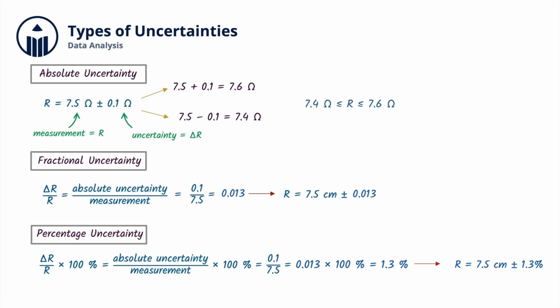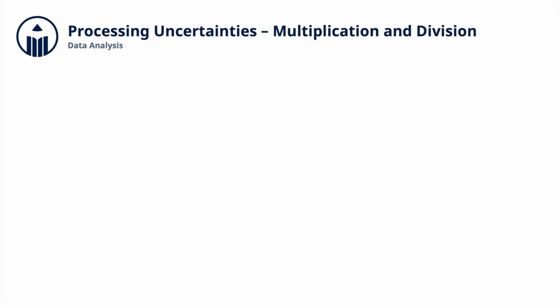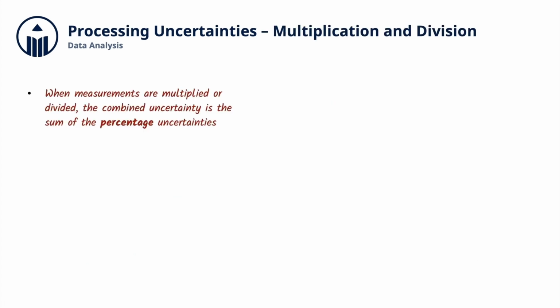It is important to recognize the different types of uncertainties when it comes to combining them. We'll now see how the percentage uncertainty is used. When measurements are multiplied or divided, the rule here is that the uncertainty of the final value is the sum of the percentage uncertainty of each value. Let's see an example of multiplication.